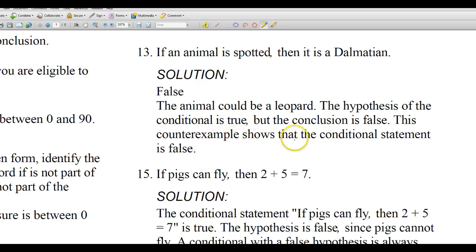This counterexample shows that the conditional statement is false. So this is a false statement because of this counterexample. The animal could be a leopard. Or you could say any spotted animal. The animal could be a cow, would be another counterexample, proving that this is false.